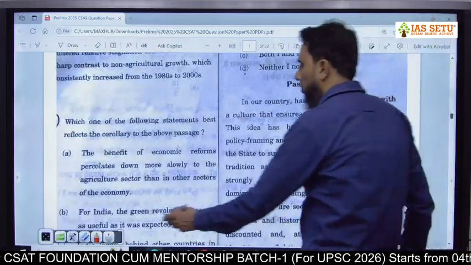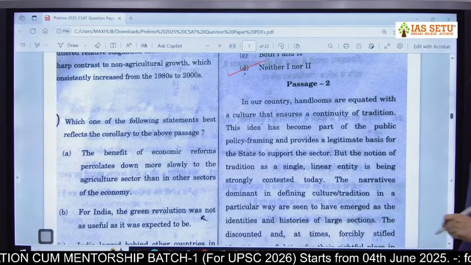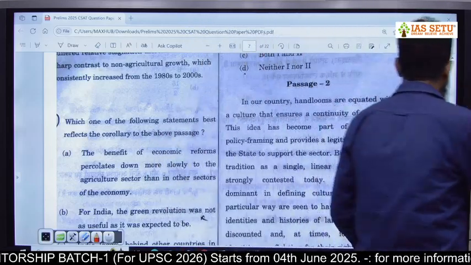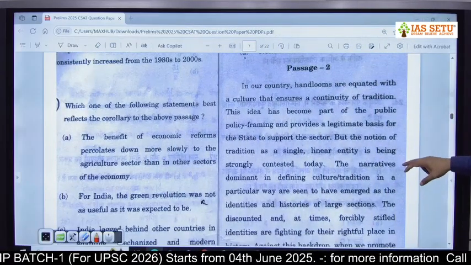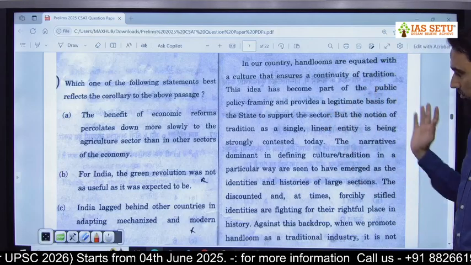Neither one nor two. So for assumption, again, look for the data support in the passage itself, and there must be some connections between the para and the given statements.